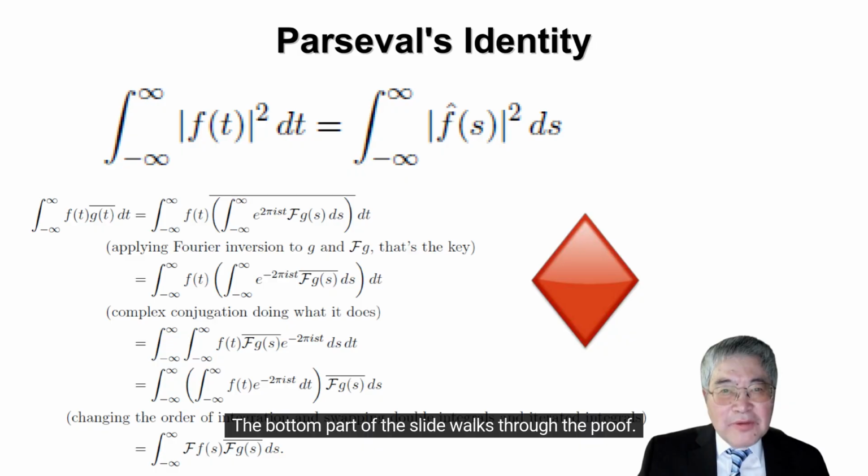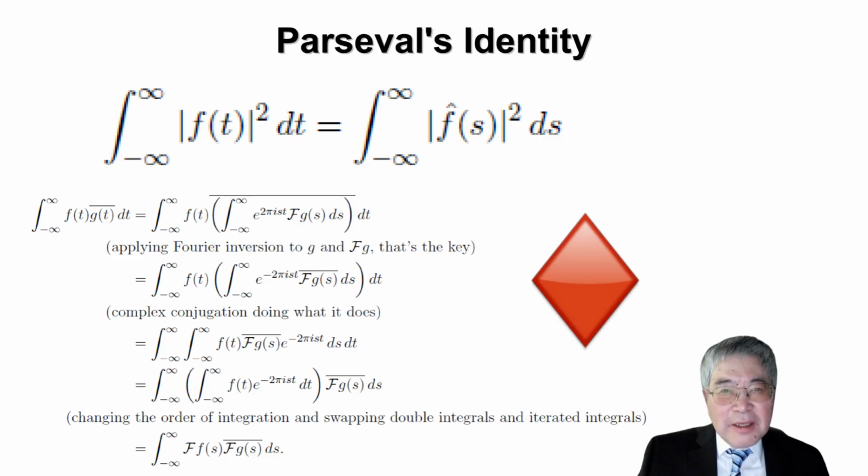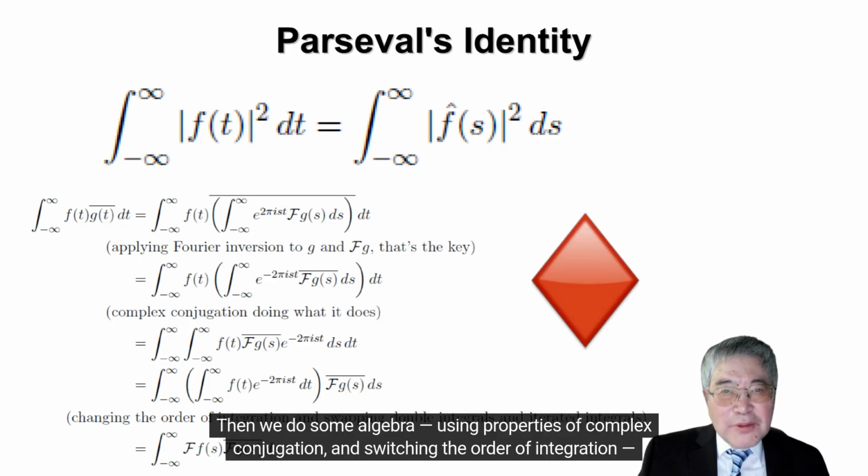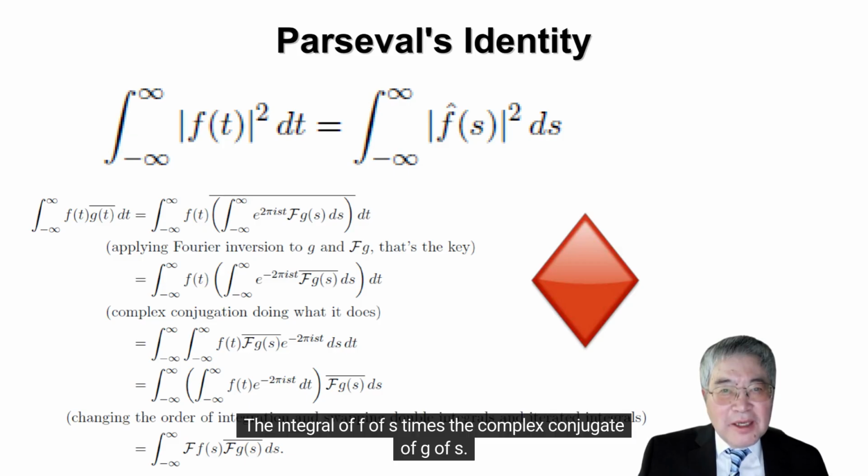The bottom part of the slide walks through the proof. Let me summarize the key steps. We start with the inner product, integral of f of t times the complex conjugate of g of t. Then we apply the inverse Fourier transform to g of t. This gives us an expression involving f of t and the Fourier transform of g, which we call g hat of s. Then we do some algebra using properties of complex conjugation and switching the order of integration until we end up with the integral of f hat of s times the complex conjugate of g hat of s.